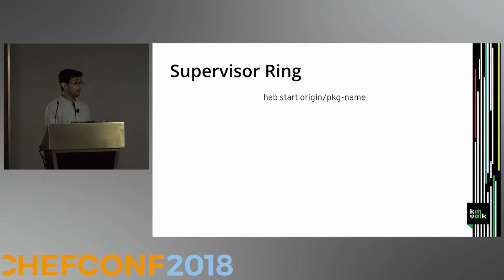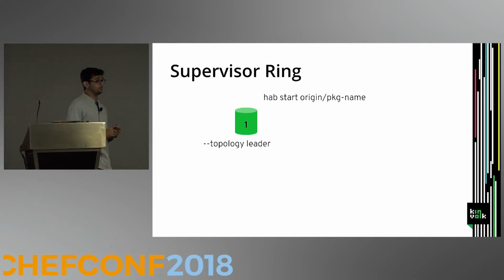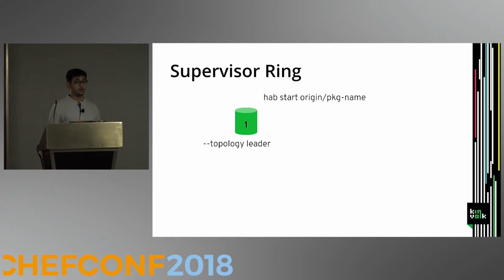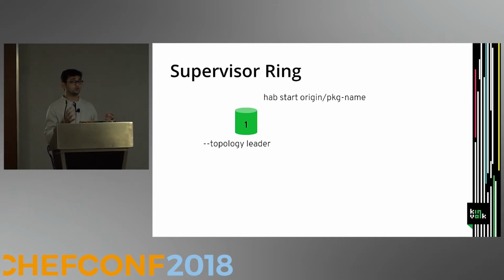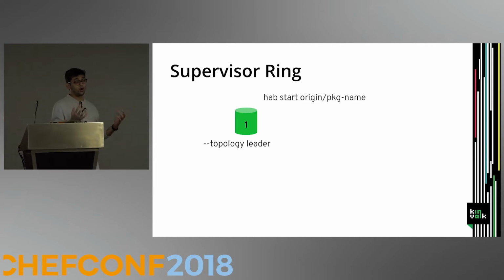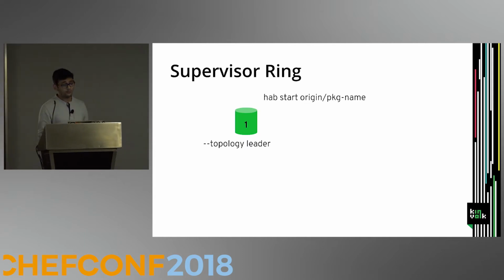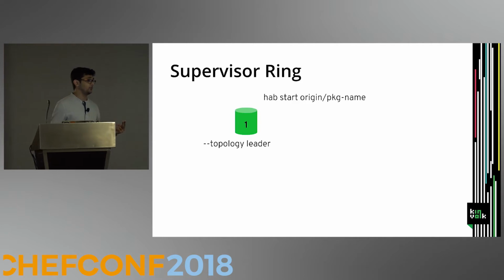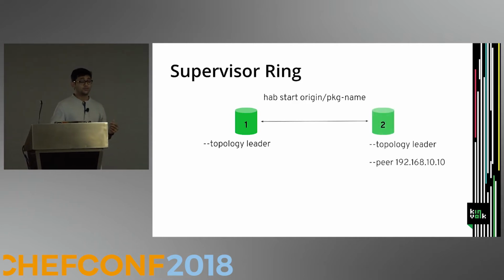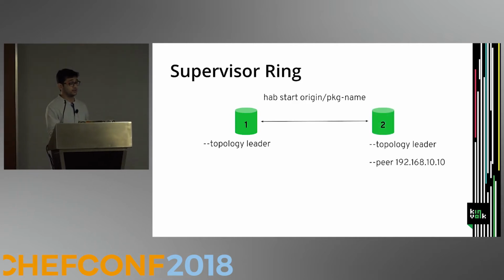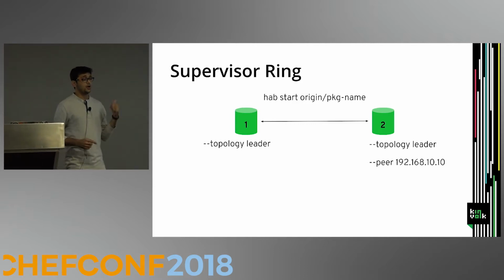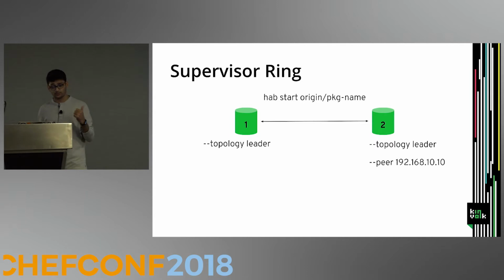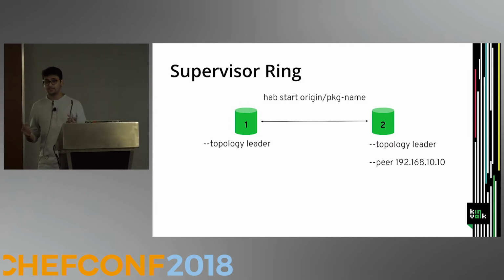And if you run the same command with the topology as the leader flag, that starts the first supervisor instance in the leader topology. The topology is a way of telling the supervisor whether there's going to be more, or are you alone or not. Now, if you were to run another instance of your application with the same topology flag as leader, but an additional flag as peer, which is the IP address of your first supervisor, now they start talking amongst themselves.